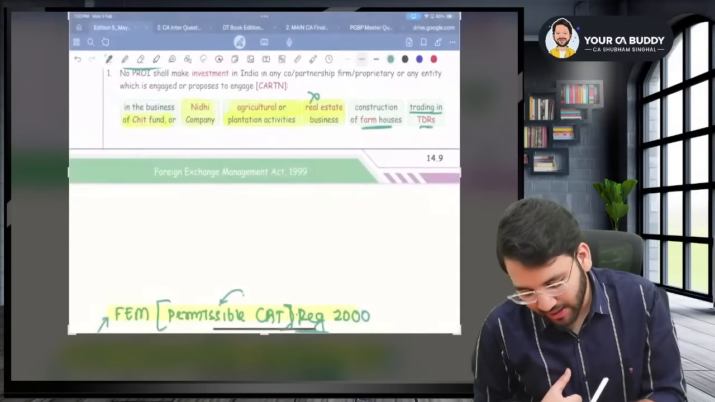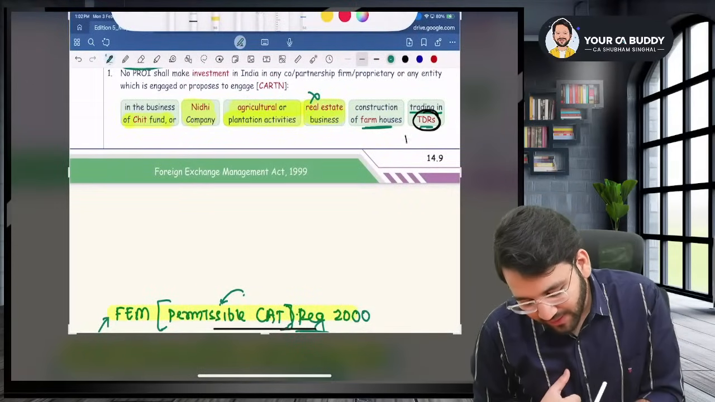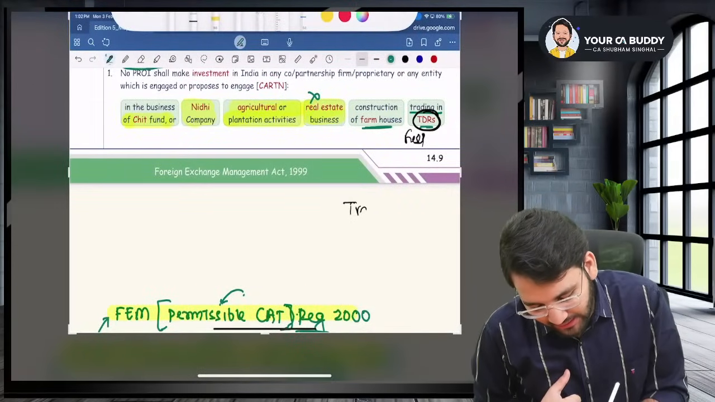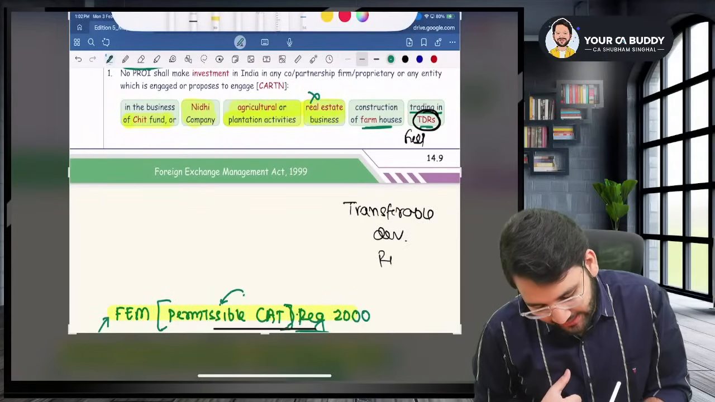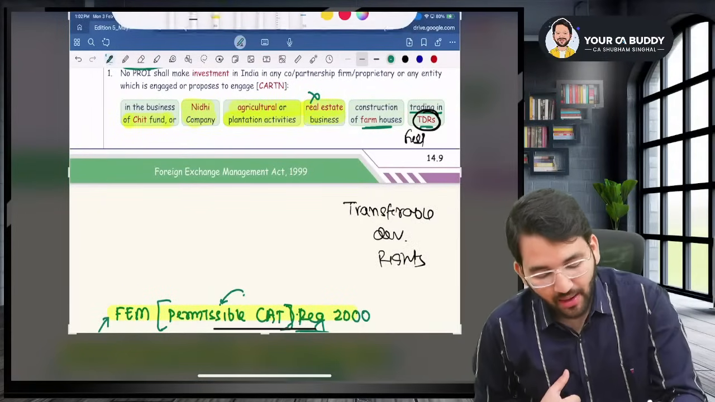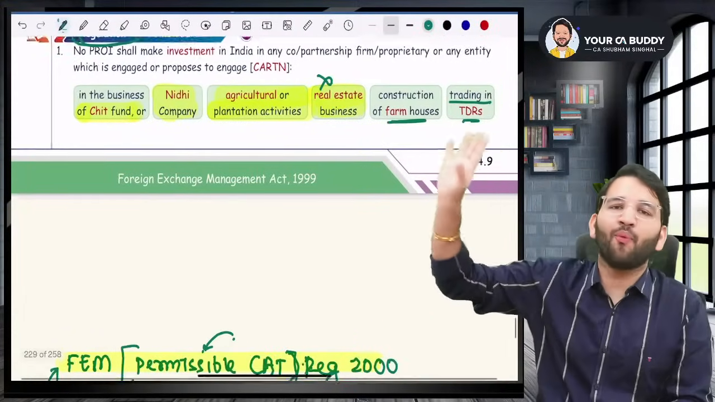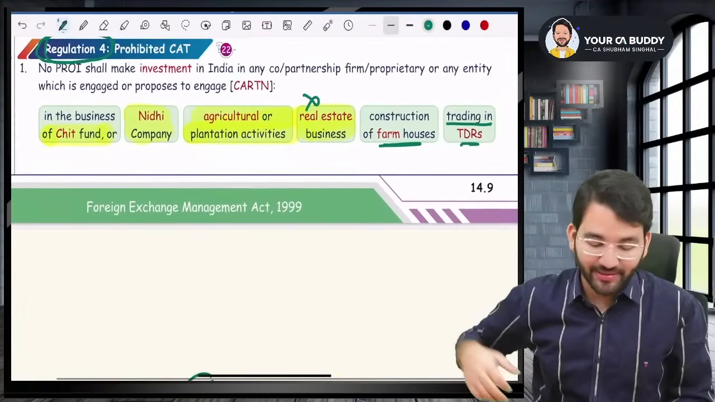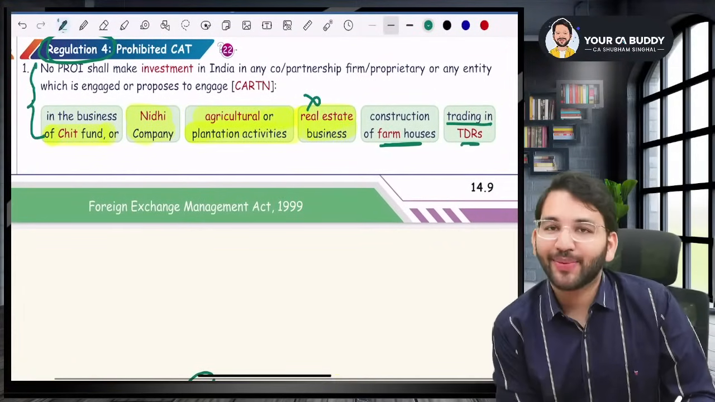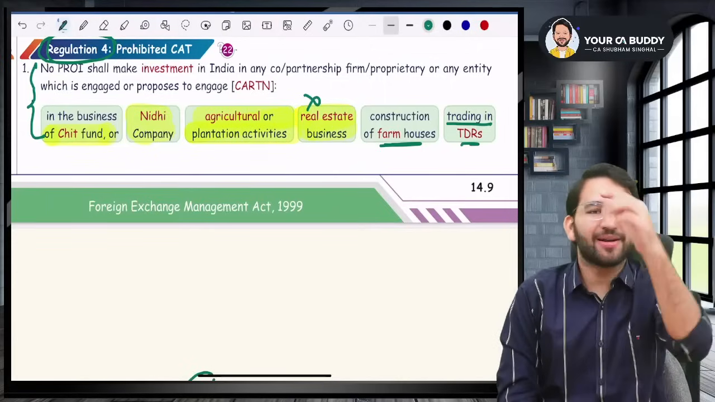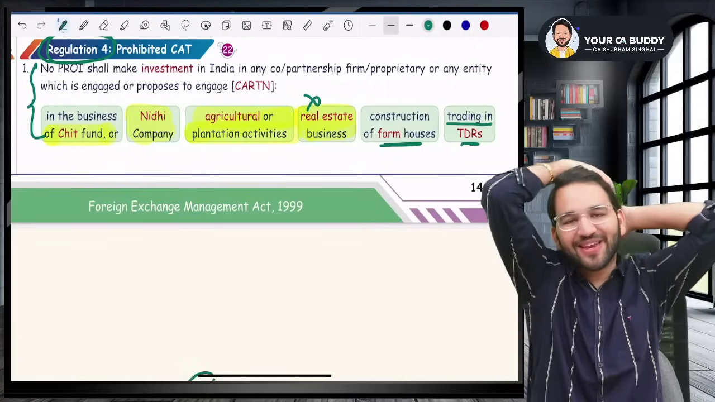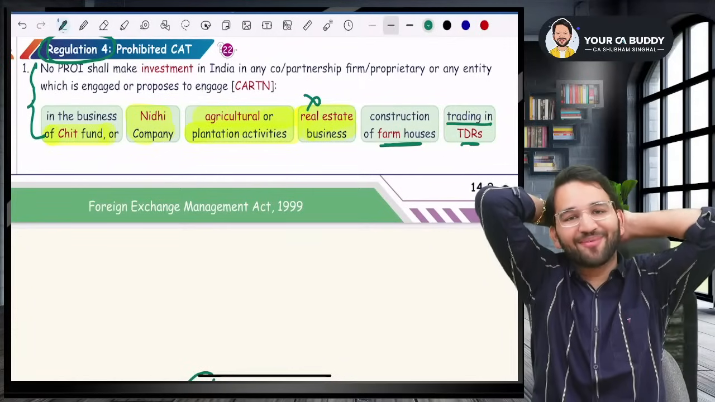What is TDR? TDR is transferable development rights. We don't want you to do trading in TDR. This is super important. It will come in your exam. Please listen to me very carefully. It is definitely going to come in your exam.